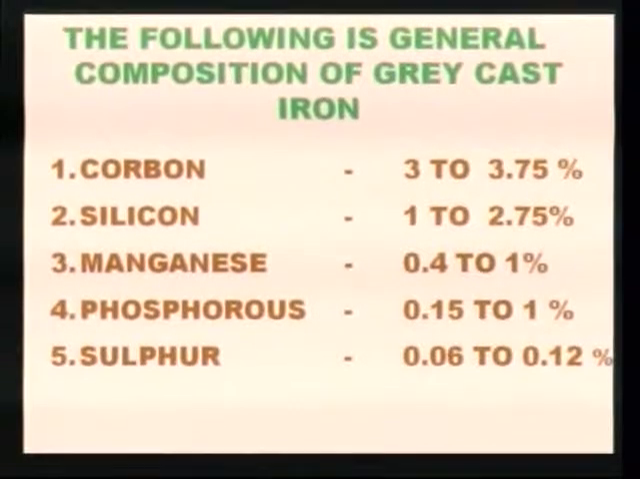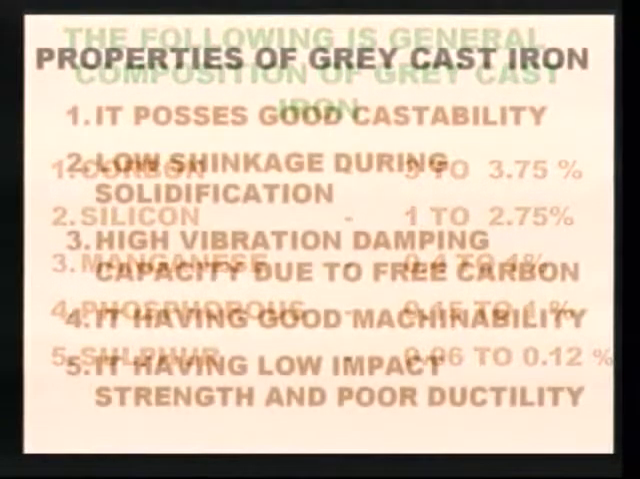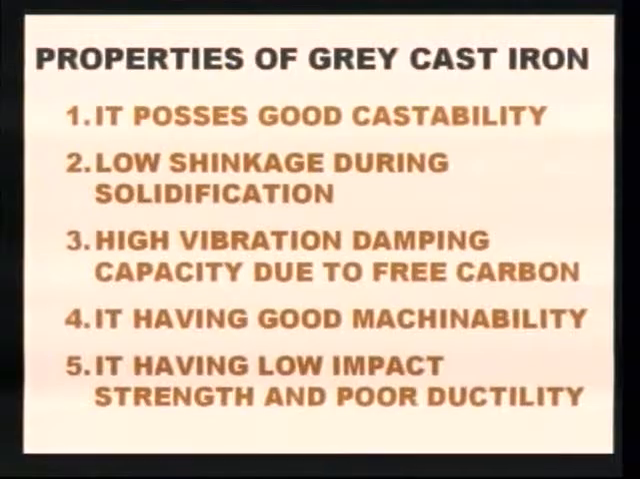The carbon is from 3 to 3.75%, silicon 1 to 2.75%, manganese 0.4 to 1%, phosphorus 0.15 to 1%, and sulphur is from 0.06 to 0.12%. Now we will see what are the properties of grey cast iron.